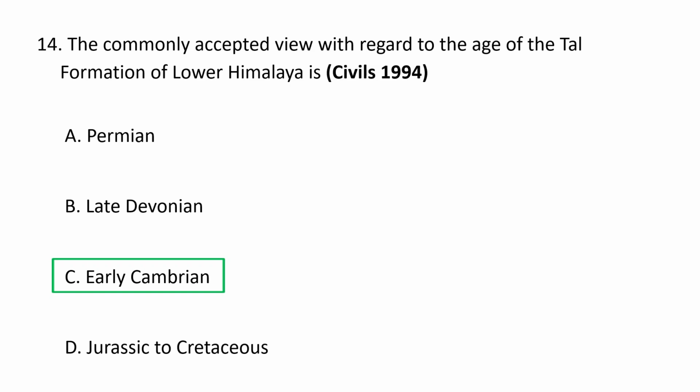Early Cambrian. While historically viewed as Mesozoic or Jurassic to Cretaceous, the currently accepted age for the Thal formation in the lesser Himalayas is largely Vendian to early Cambrian. Although some upper Thal sections may contain younger elements, definitive fossil studies have shifted the consensus from the earlier Mesozoic interpretation to an early Paleozoic age. So the commonly accepted view with regard to the age of the Thal formation of lower Himalayas is early Cambrian. C is the correct option.